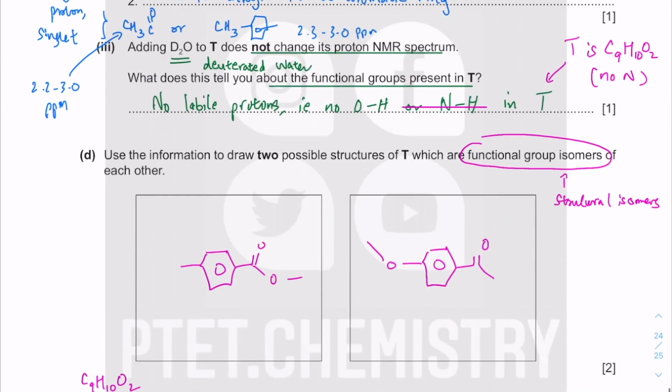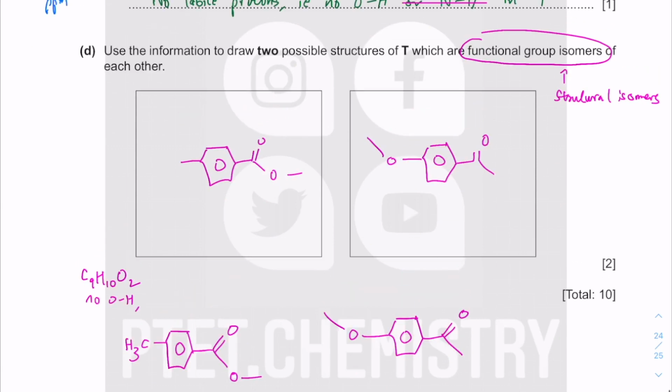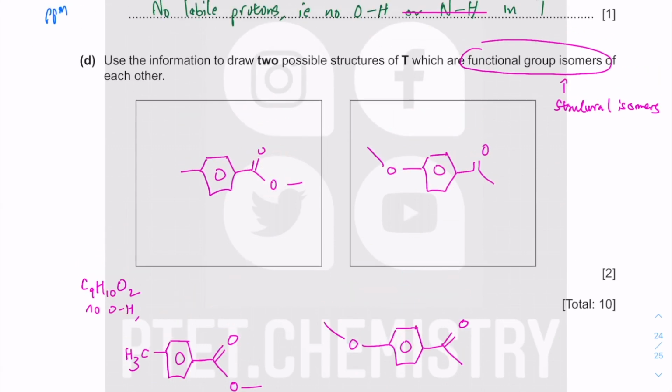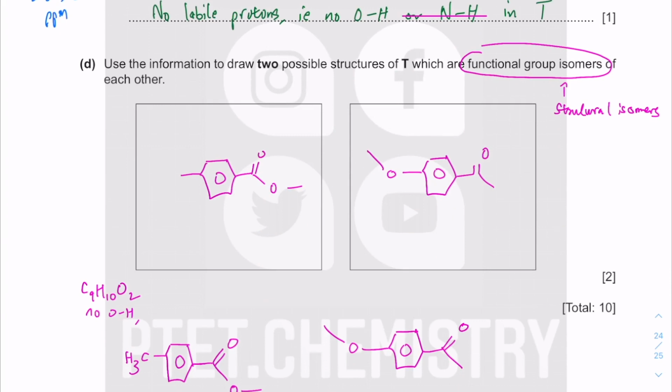Alright, and there's no OH, so I did not do any OH at all. So you cannot do a carboxylic acid, even though you know that esters and carboxylic acids are functional group isomers, because there are no leftover protons. If you have a carboxylic acid, you have OH, but these are negative results, so there's no OH. You cannot draw a carboxylic acid there.